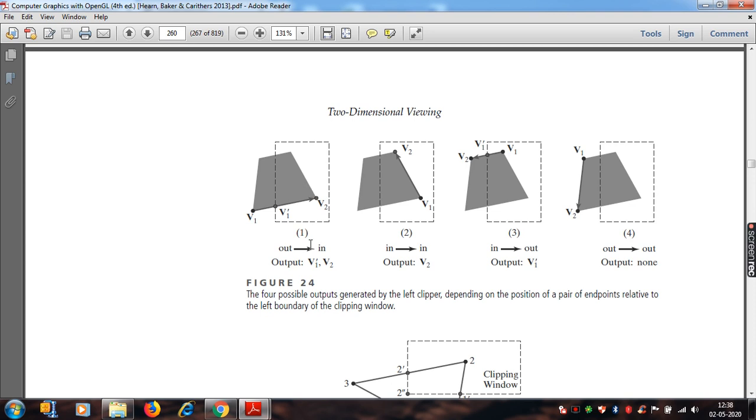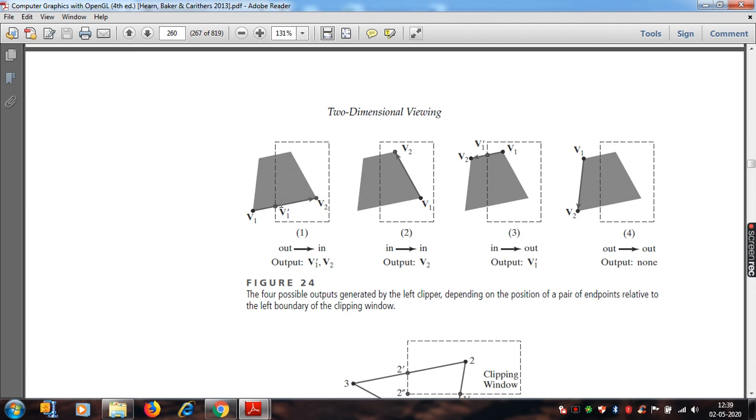In the first figure, you can see there is a vertex V1 to V2, going from outside to inside. So one line segment is there, with one point outside and one point inside. Then what will our algorithm output? What is the output provided by the left clipper at this stage? In this case it is v1', v2. So what is v1'? It is the new intersection point, and the next endpoint is sent to the next stage.